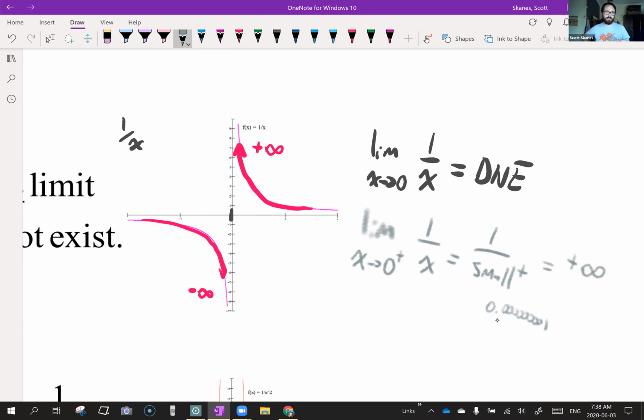From the left, it works the same way. The limit as x approaches 0 from the left of this is 1 over some tiny small negative number, which is going to explode again, but it's going to be negative, which is why the limits don't agree. Remember, the limits on the left side and right side need to match. They don't match, so the limit doesn't exist.